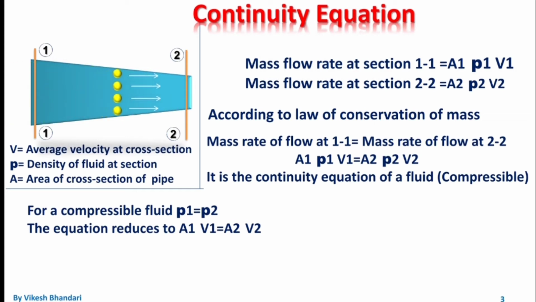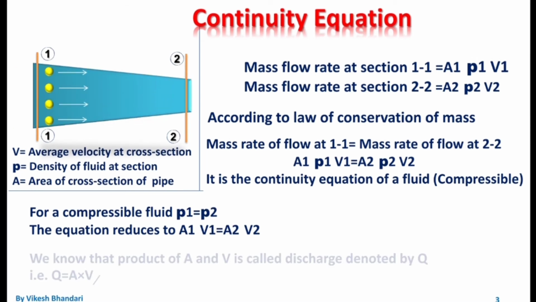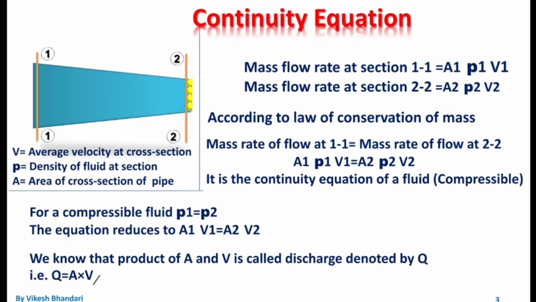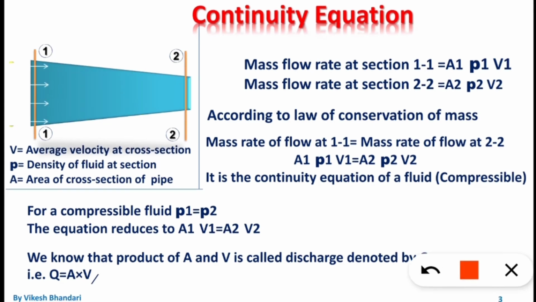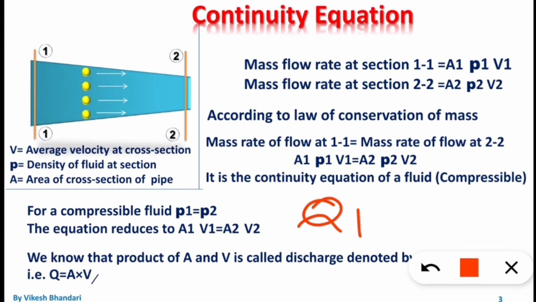That means rho 1 is equal to rho 2. Then the equation becomes A1 V1 is equal to A2 V2. Next, we know the product of A1 V1 is equal to what? It is called the discharge. It is denoted by Q. Then we can ultimately tell what? Q1 is equal to Q2. Now ultimately, what can we call it? Discharge at the inlet is equal to discharge at the outlet.